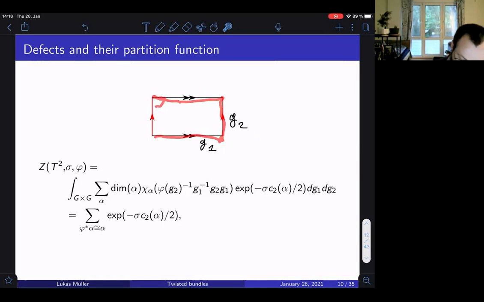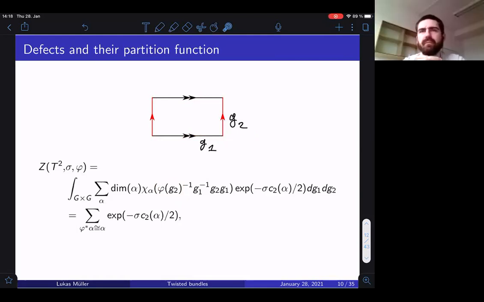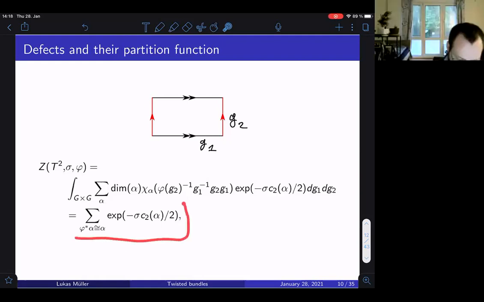And now here, I don't use G2, but I first apply the symmetry. So I use phi of G2 and then the inverse. And I go down here. And then one can compute this expression just using the usual orthogonality relations for characters. And one finds that this actually gives a sum, but not over all representations, but just those which are invariant under the outer automorphism. So for example, for SU(N), this would be a sum over real representations.